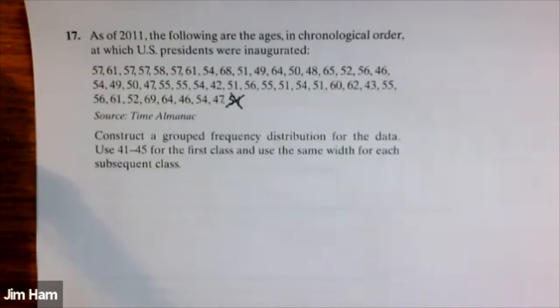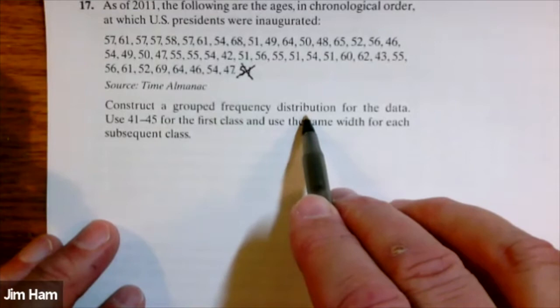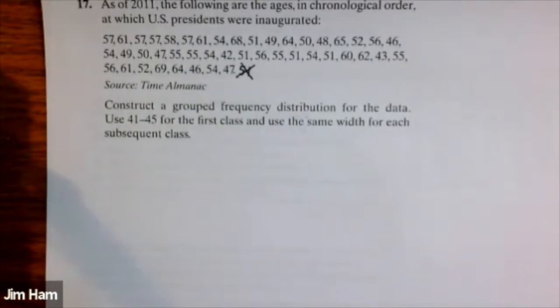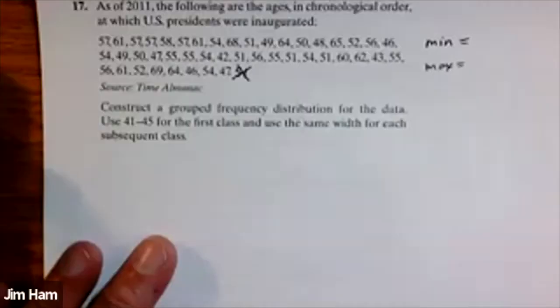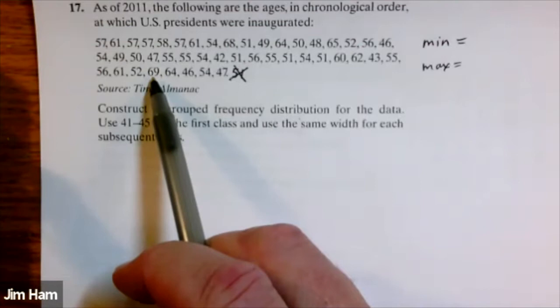But here are the data. We're going to go through the entire problem here, and we're going to create this grouped frequency distribution. And then maybe we'll go right ahead and draw the histogram as well. The histogram comes directly from the frequency distribution. So look through the list and tell me the min and what is the max. We'd now have a new max for Joe Biden. But before that, was it 69? Is that the largest? I think that would be Ronald Reagan. He was pretty old. And I think these are in order.